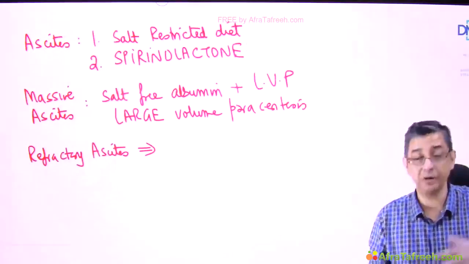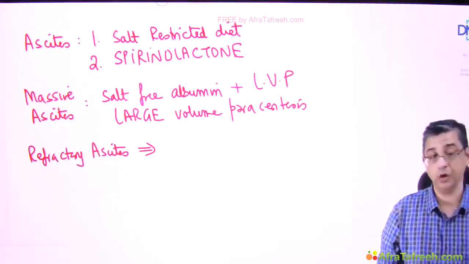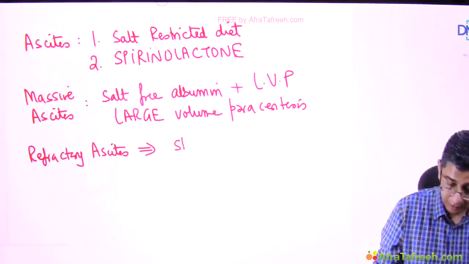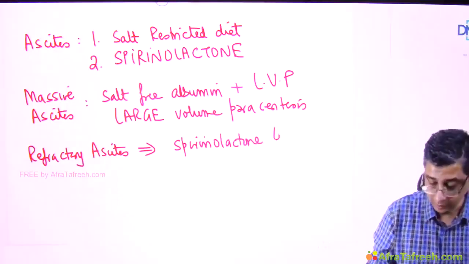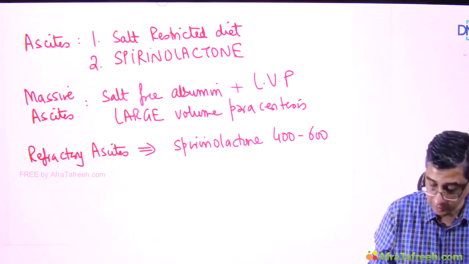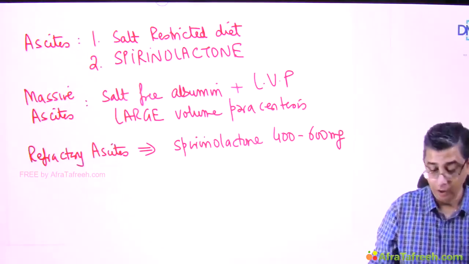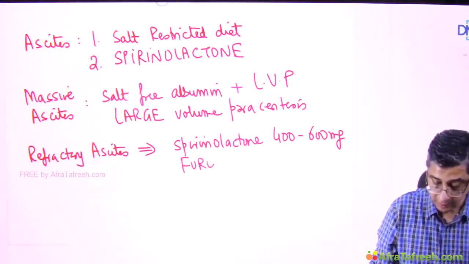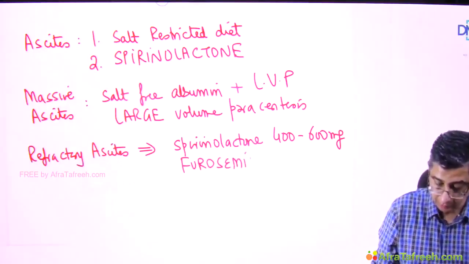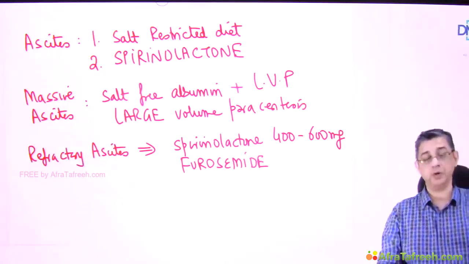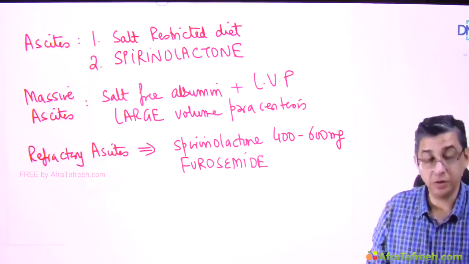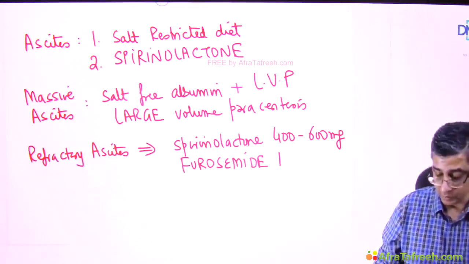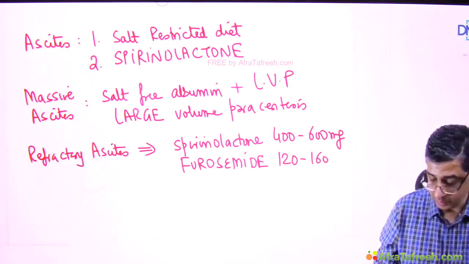So when do we see refractory? You are giving drugs to the patient, how much? The drug that is recommended if a person is having ascites and it's not responding to medication is spironolactone. The maximum dose of spironolactone that you can give to the patient is up to 600 milligram per day. You can simultaneously use furosemide. Now traditionally we use furosemide in flash pulmonary edema, acute decompensated heart failure, but today I'm teaching you furosemide even for patients of refractory ascites, and the max dose that is possible is about 160 milligram.